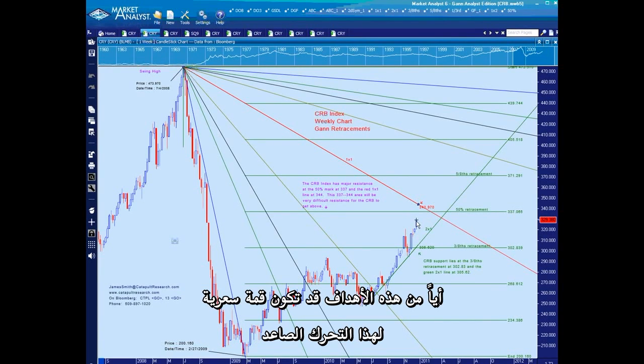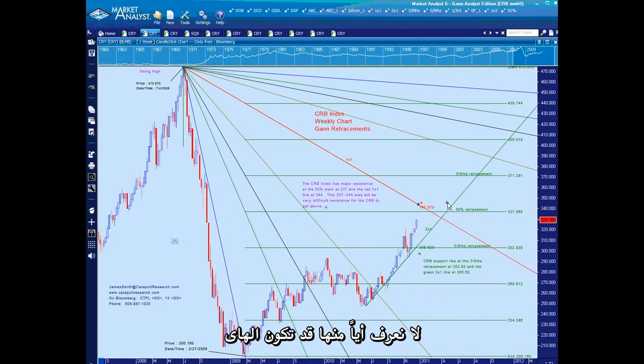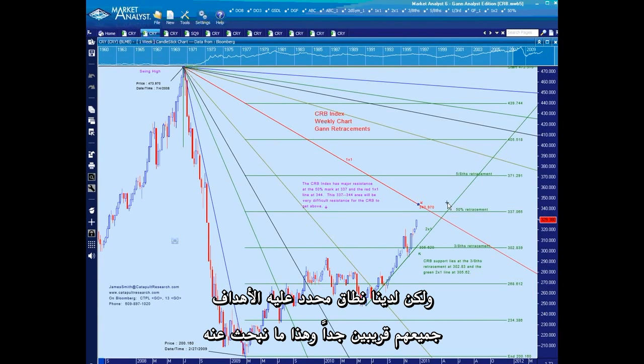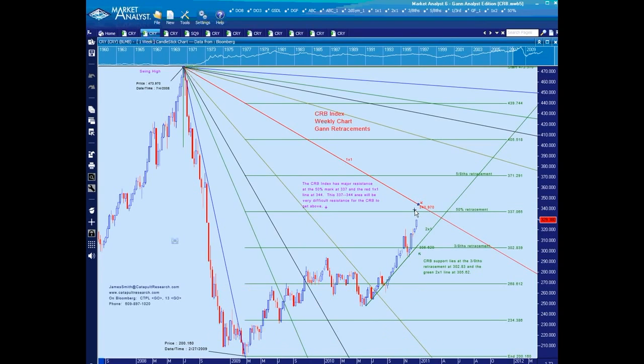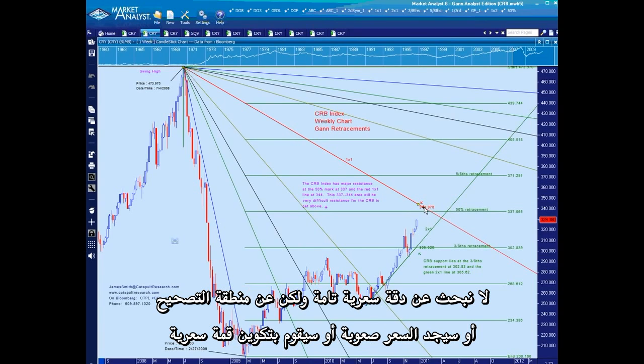Any one of these targets could be the high for this move. We don't know with absolute certainty which one will give us the high. But we do have a range of targets. That's the important thing. They're all pretty well close to each other. And that's what we look for. We're looking not for total precision. We're just looking for an area where potentially the CRB will find difficulty. It'll find a high.